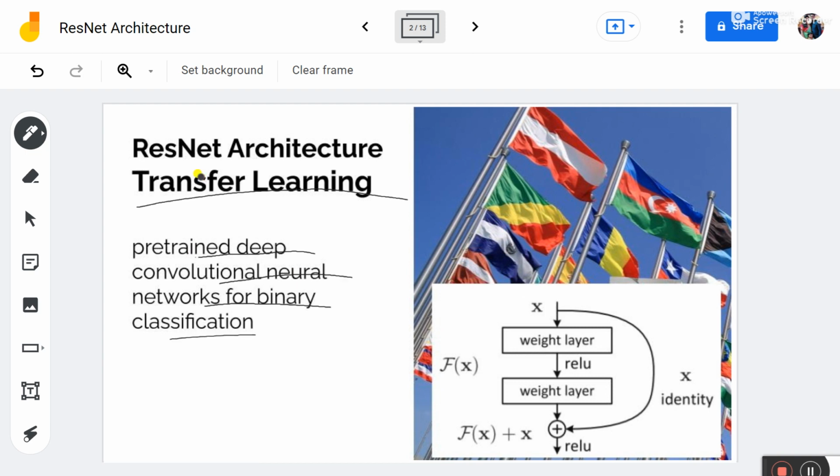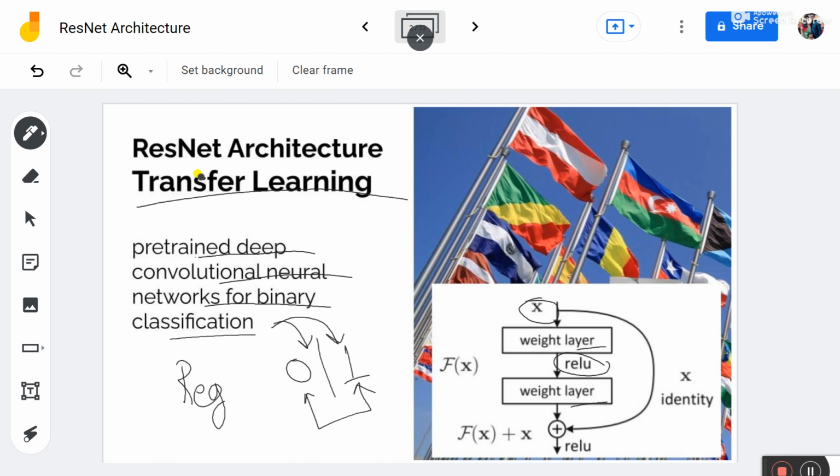So we already know what classification and regression are. Here we are talking about classification between 0 and 1. I have taken an example with two classes, 0 and 1. We are going to classify different objects between 0 and 1. The basic concept here is the input, the weight layer, and the ReLU, which is the activation function, and then we pass to the next weight layer.